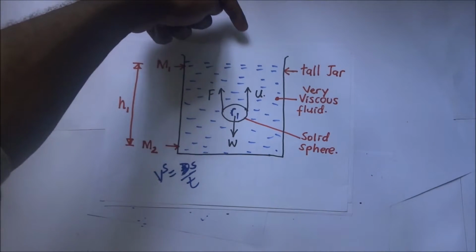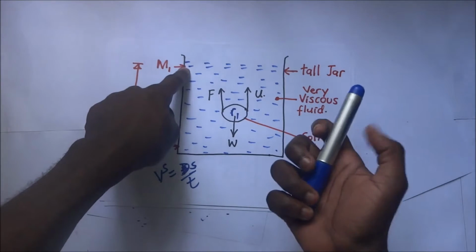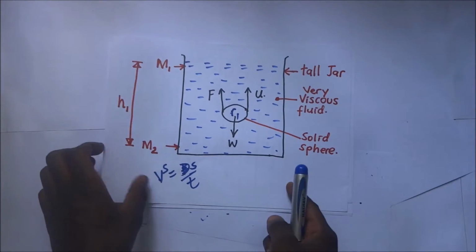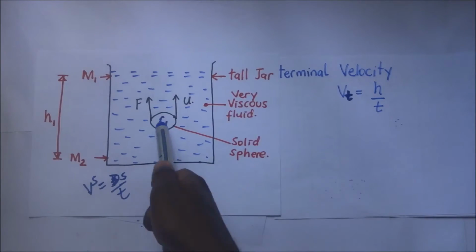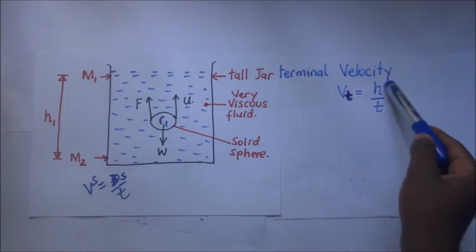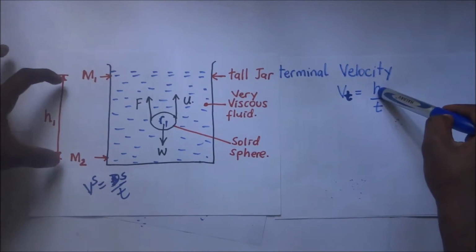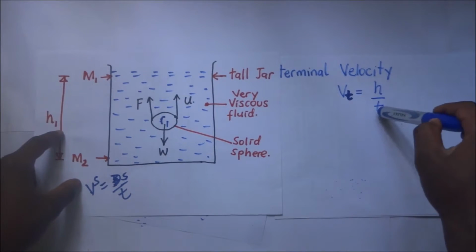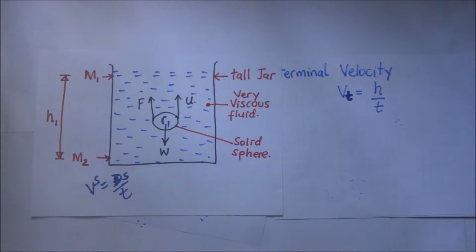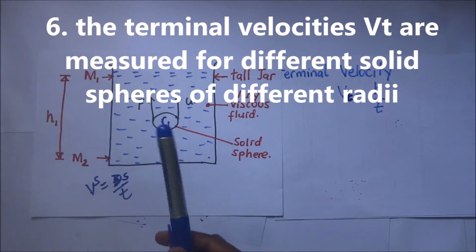As this solid is falling through, you observe when it has just passed M1 and you start your stop clock. It moves, it reaches M2, you stop your stop clock, then you find the velocity experienced by that ball of radius R1 using the formula that speed is equal to distance divided by time, the distance in this case being the height h1, divided by the time. So you repeat this same experiment using another ball of another radius, let's call it R2.